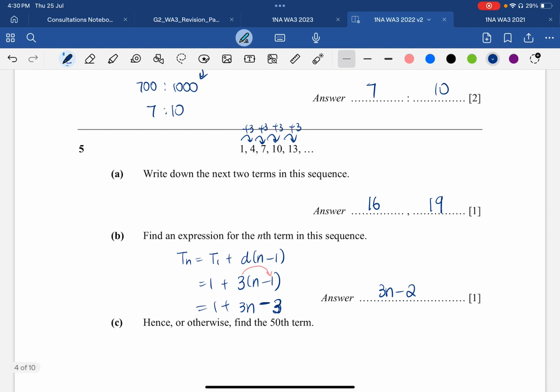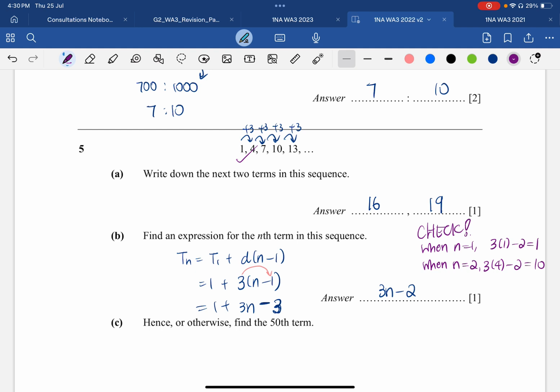Okay, it's always a good habit to check your answer. Check. When n equals 1, 3 bracket 1 minus 2, does it give you 1? Yes. 3 bracket 1 is 3, 3 minus 2 gives you 1. That gives you the first term.